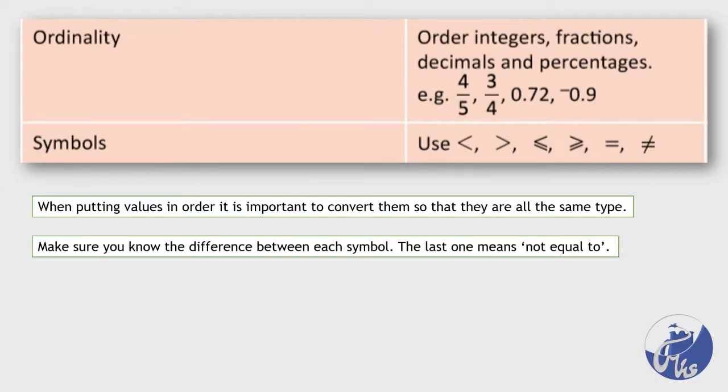Ordinality, which is the basics of just putting things in order. So if you've got fractions, decimals, and percentages, convert them so they are all the same. In the case of fractions, get a common denominator. But if you can, I would normally go for decimals or percentages because I find those easier to order.